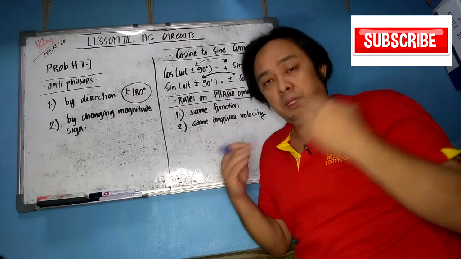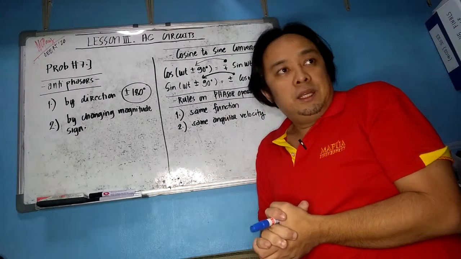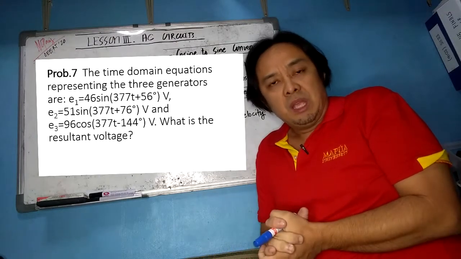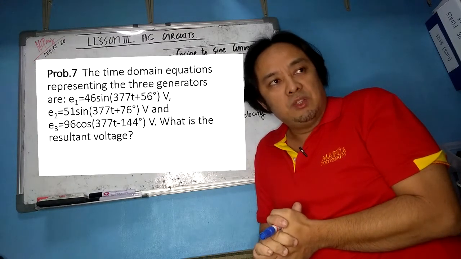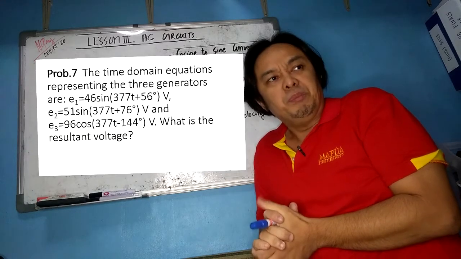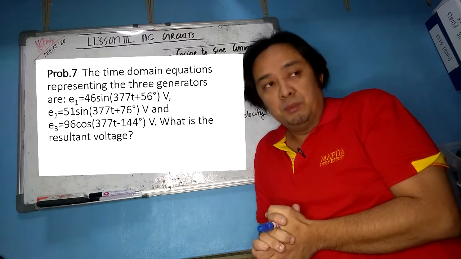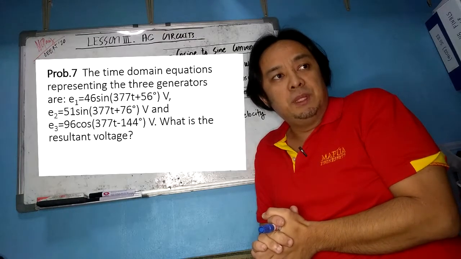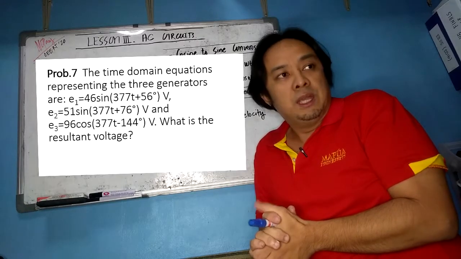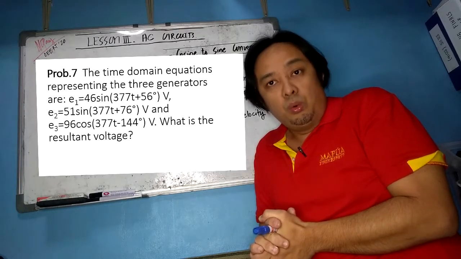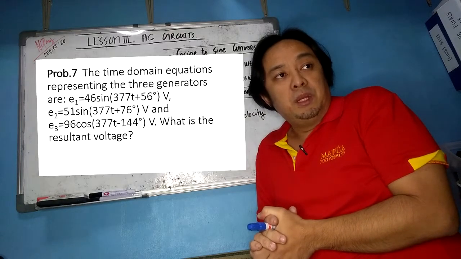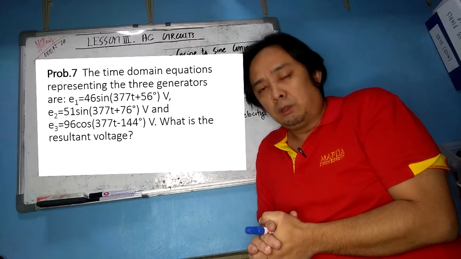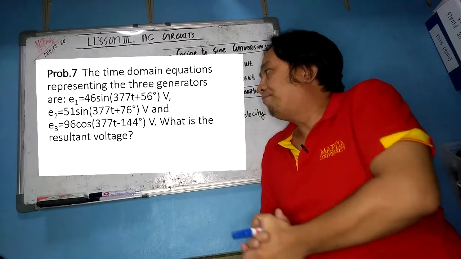So I'll read the problem first. The time domain equations representing three generators are as follows. You have the instantaneous value of E1 equal to 46 sine(377t + 56 degrees) volts, E2 equal to 51 sine(377t + 76 degrees) volts, and E3 equal to 96 cosine(377t - 144 degrees) volts. We need to compute the resultant voltage.